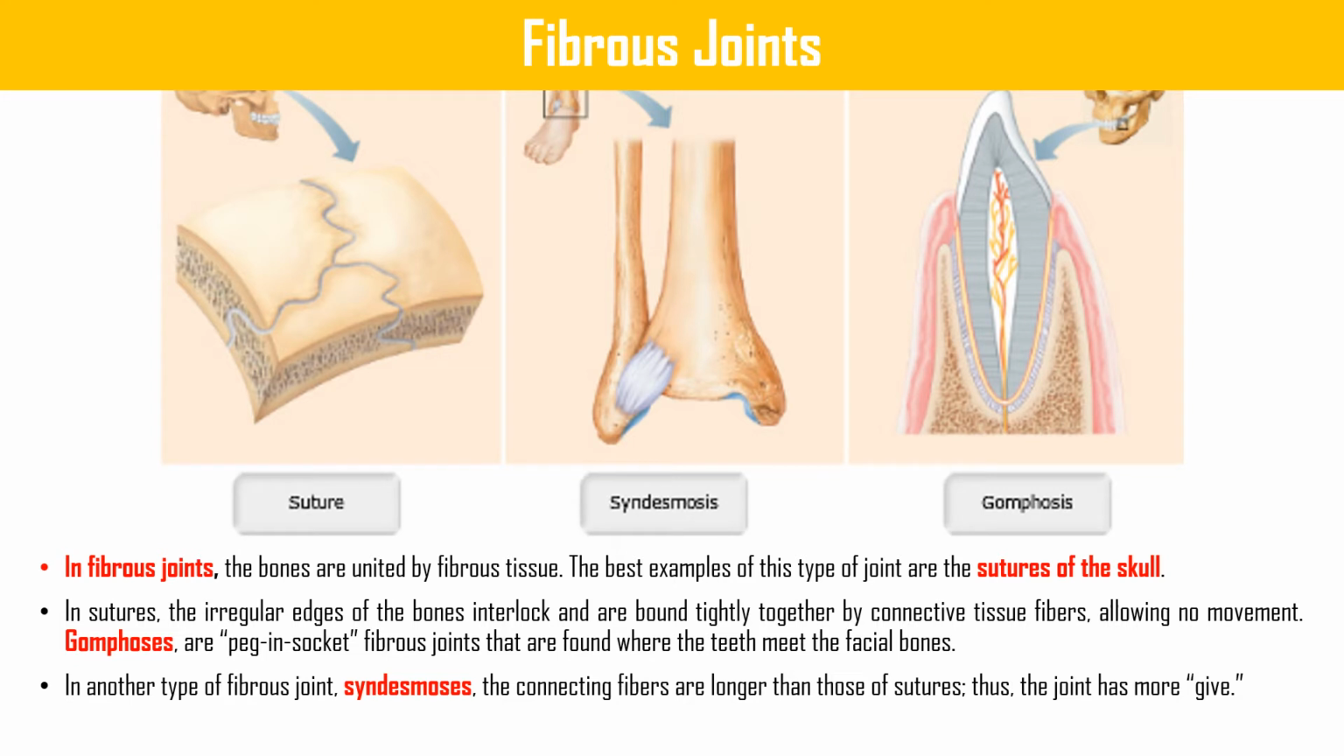In another type of fibrous joint, syndesmosis, the connecting fibers are longer than those of the sutures, thus the joint has more give. The joint connecting the distal ends of the tibia and fibula is a syndesmosis.